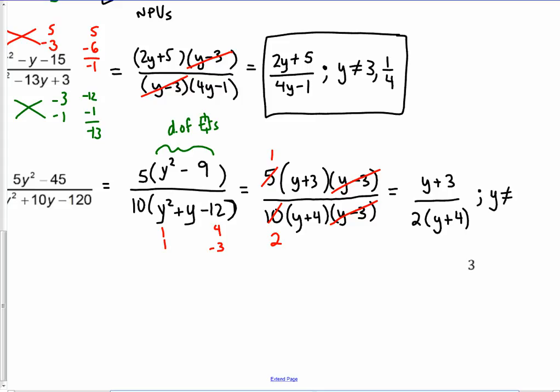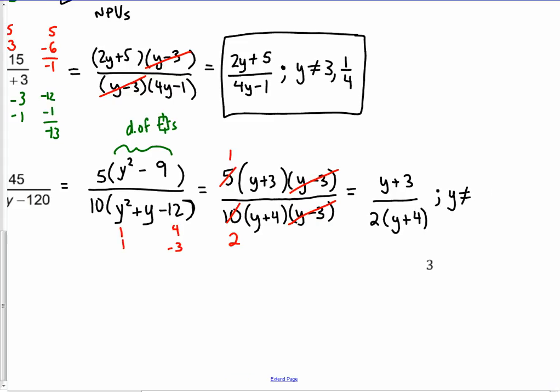Restrictions. How are you restricted? y cannot equal negative 4 and 3, before cancellation. 3, negative 4. And make those zeros. Turn the page.